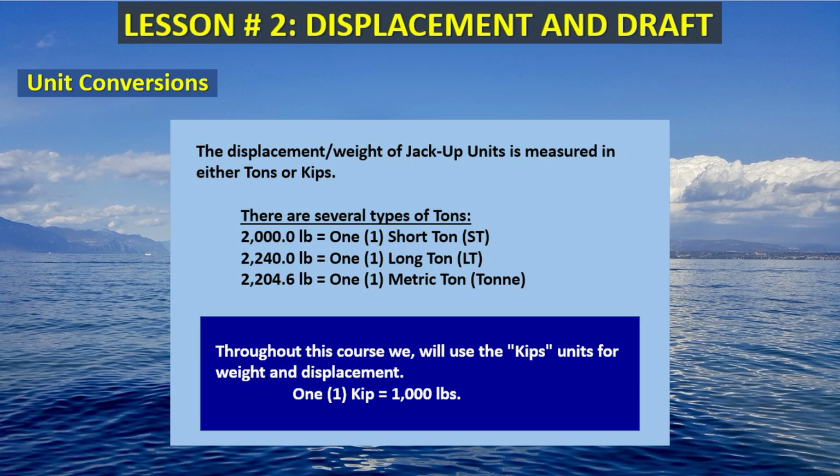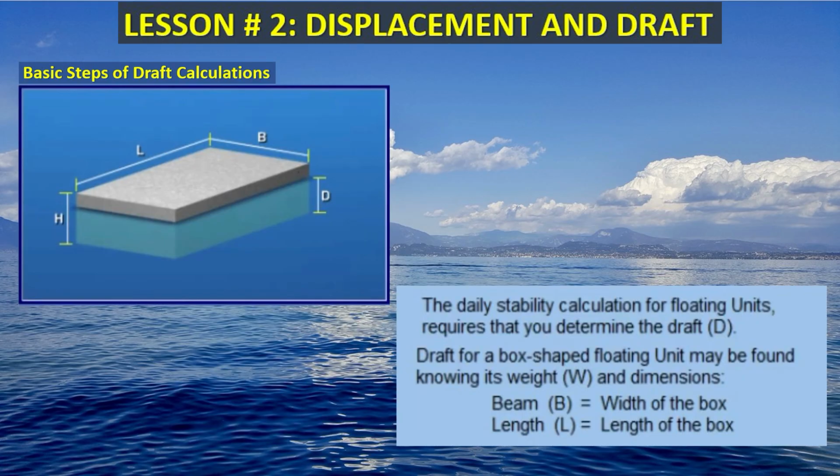The displacement of jack-up units is measured in either tons or kips. Throughout this course, we will use the kips unit for weight and displacement. 1 kip is equal to 1,000 pounds. The daily stability calculation for floating units requires that you determine the draft, D. Draft for a box-shaped floating unit may be found knowing its weight, W, and dimensions, where beam, B, is the width of the box, and length, L, is the length of the box.